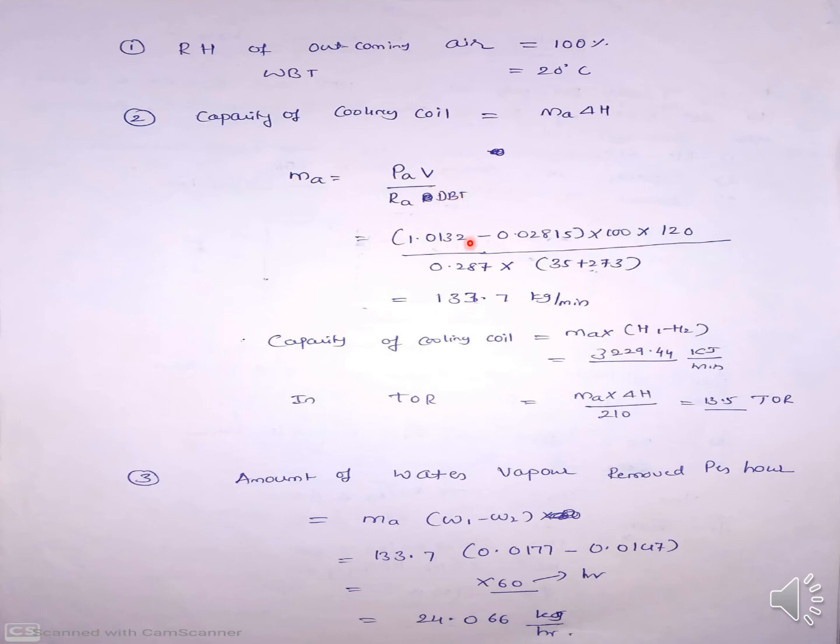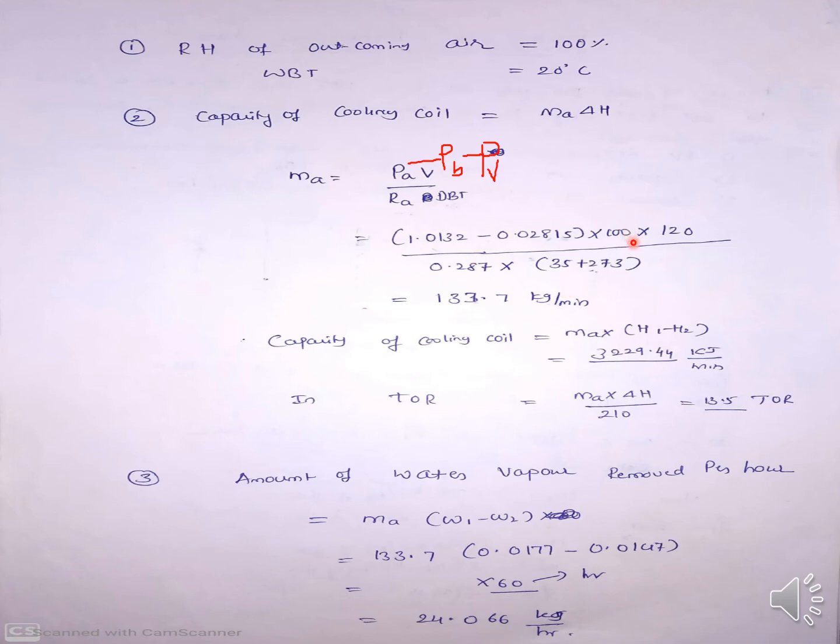So MA you take this side. PA is equal to, again you know this formula, PA is equal to PB minus PV. So PV we have found out in the first slide. PA is equal to PB minus PV. So PV is always fixed. It is 1.0132 because atmospheric pressure, and PV with respect to dew point temperature. Dew point temperature we have found out at state 1.